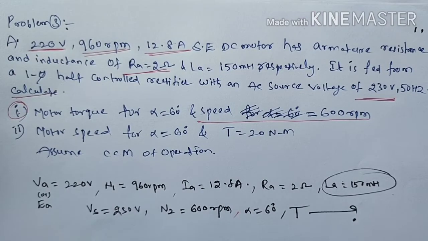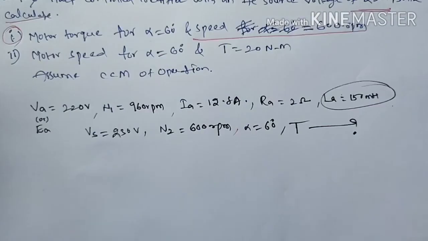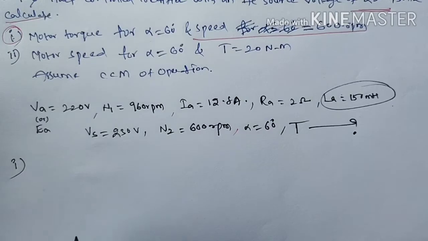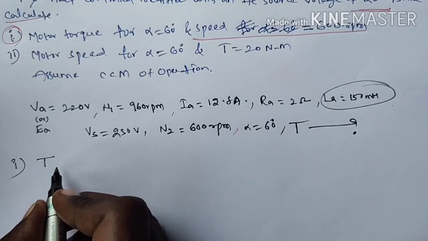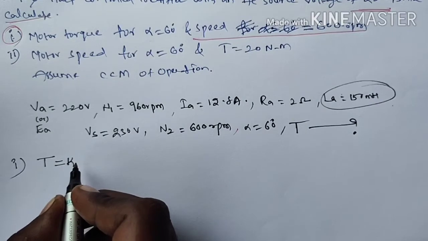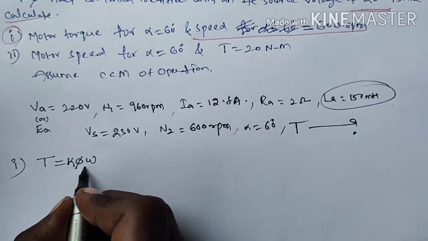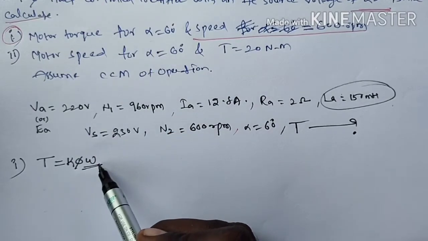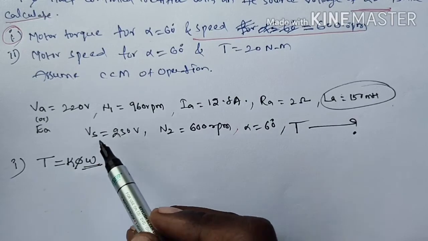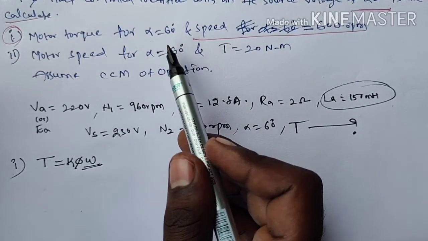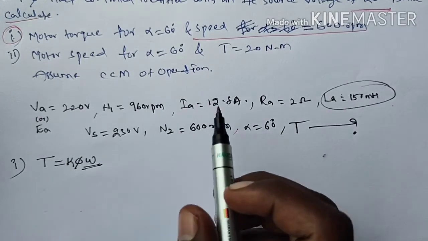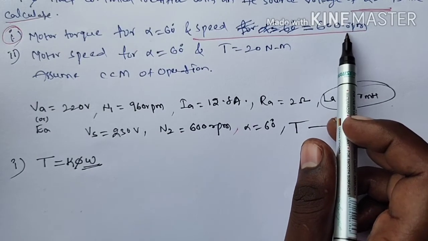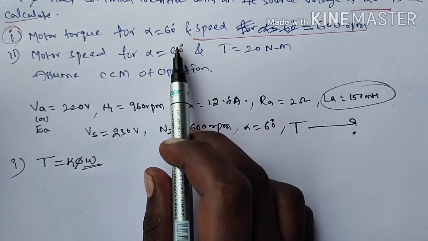Okay, this is our given problem. And here I am doing the solution for the first problem. They are asking us to calculate the torque. What will be the torque? You know the torque T is equal to K phi into omega. It means in order to calculate the torque value, first we have to calculate the speed. The speed value is given, 600 rpm. For this 600 rpm, we have to calculate the back EMF.